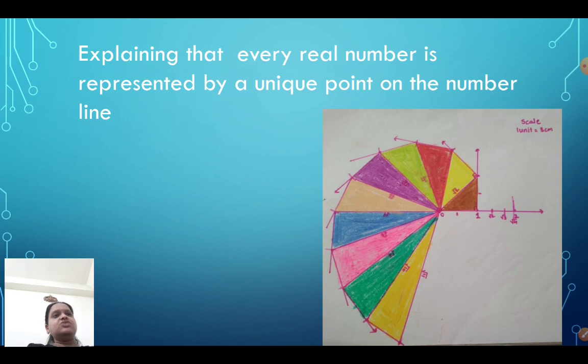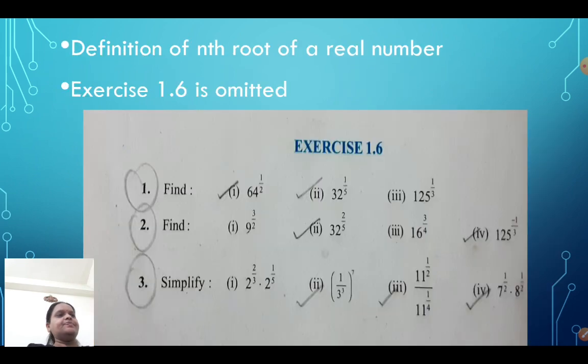So from this chapter, the construction type of questions, that is magnification or this representation of an irrational number on a number line, all these parts are deleted. But if you are interested, please solve this type of sums, because you may use them in your further examples or next year also. But for the first semester, it is deleted. Then the next one, the definition of nth root of a real number.